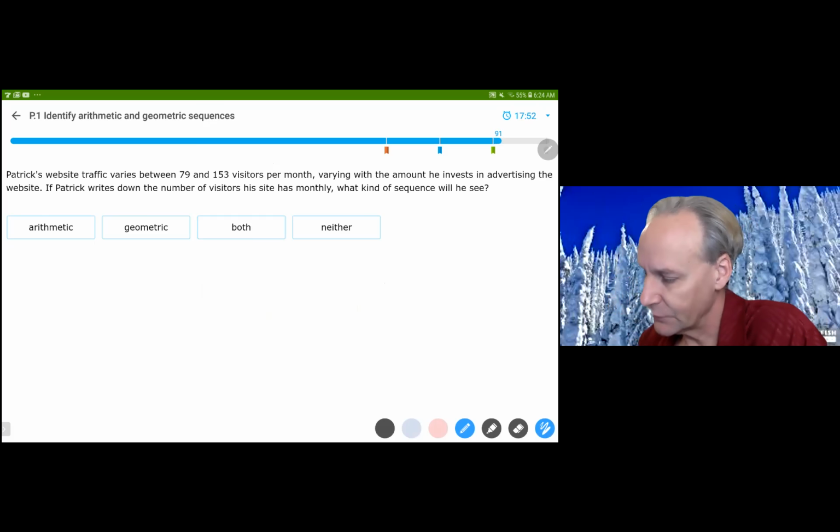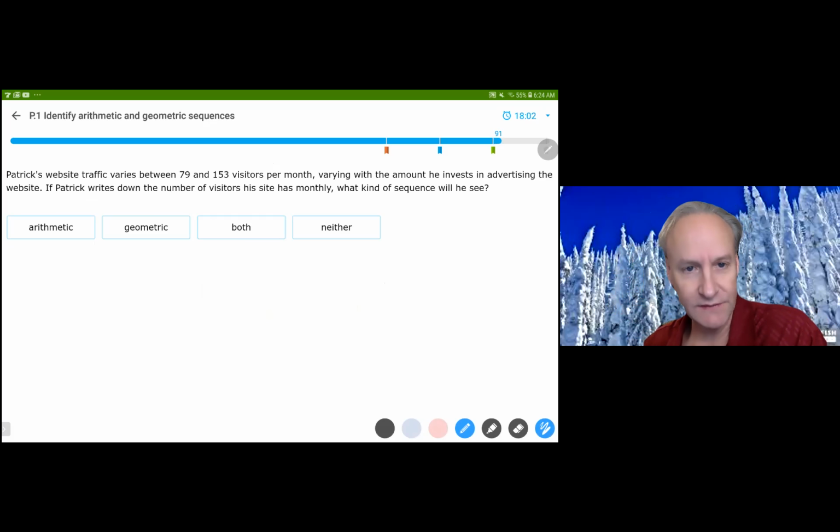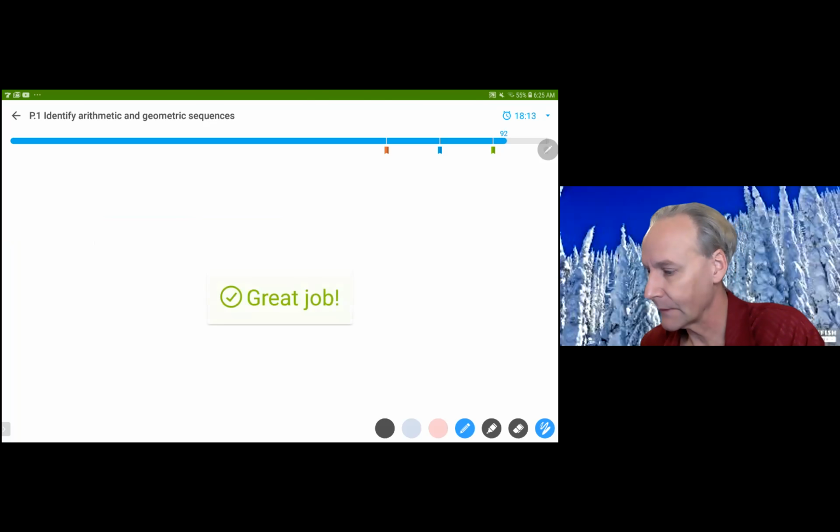Okay. This one: website traffic varies between 79 and 153 visitors per month, varying with the amount of interest in advertising. So we don't know what kind of sequence this is going to be. And chances are very good it's going to be neither one, because it could be anywhere from 79 to 153. So it's neither.